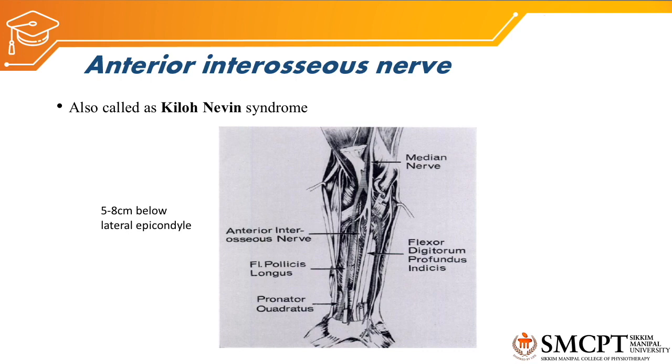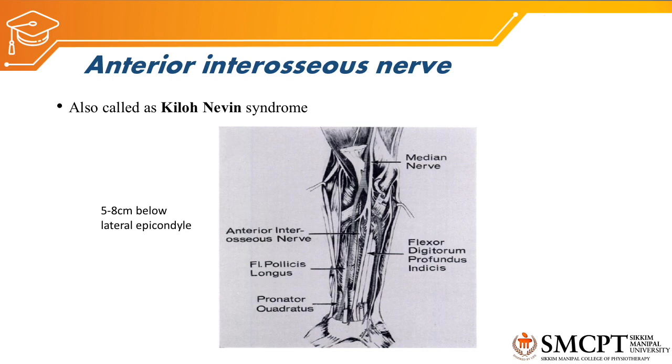Another rare syndrome is called anterior interosseous nerve syndrome, also called Kiloh-Nevin syndrome. This is a rare syndrome. It is the compression of the anterior interosseous nerve approximately 5 to 8 centimeters below the lateral epicondyle. The anterior interosseous nerve supplies the flexor digitorum profundus, flexor pollicis longus, and pronator quadratus.